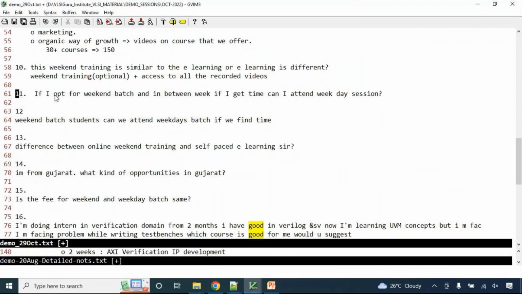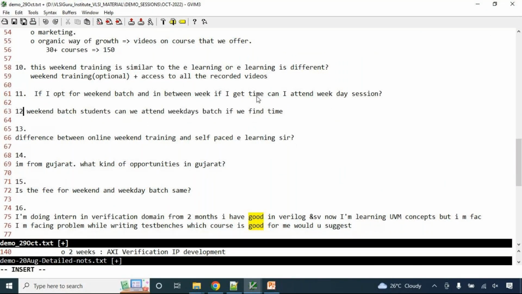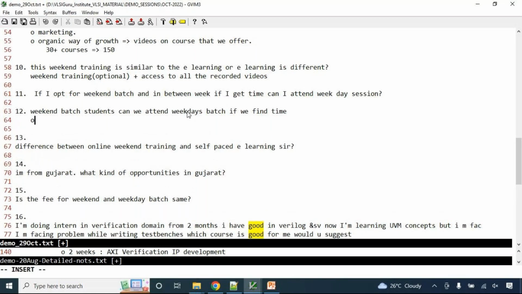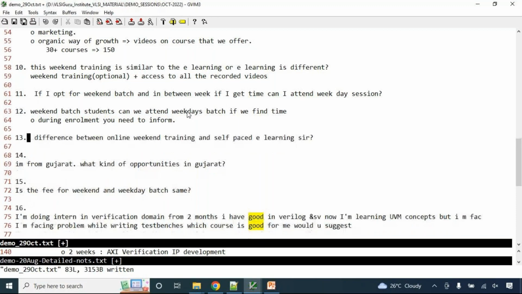If I opt for the weekend batch, can I attend in between the week? Yes, you can attend. Weekend batch students can attend the weekday batch if they find time. Yes, you can attend, but you will have to tell us initially, during enrollment itself, that you want to attend both modes. This is compulsory, because we need to plan the batch accordingly.